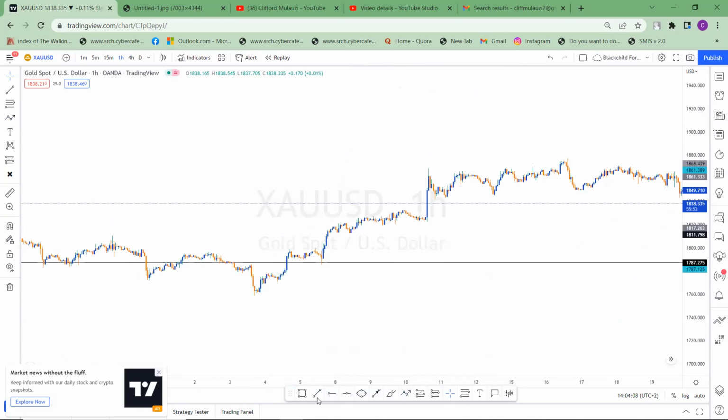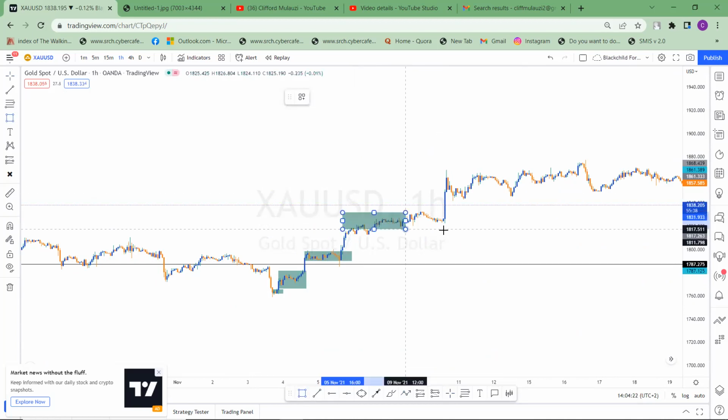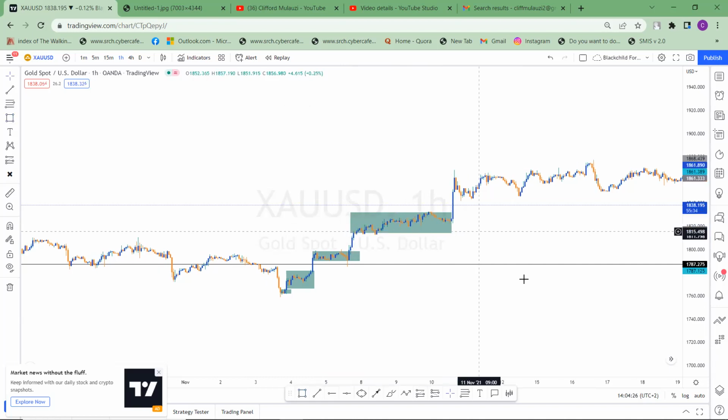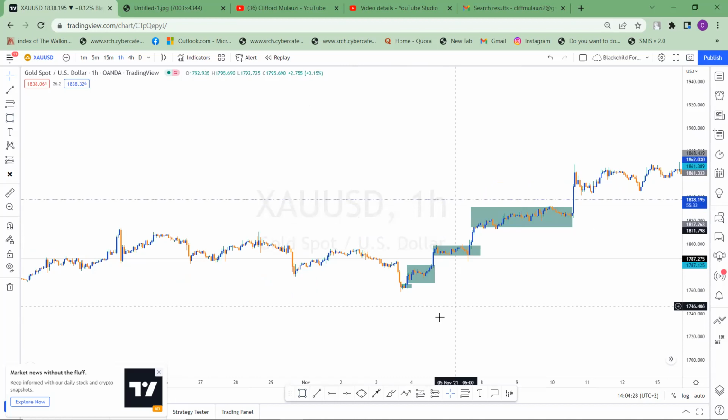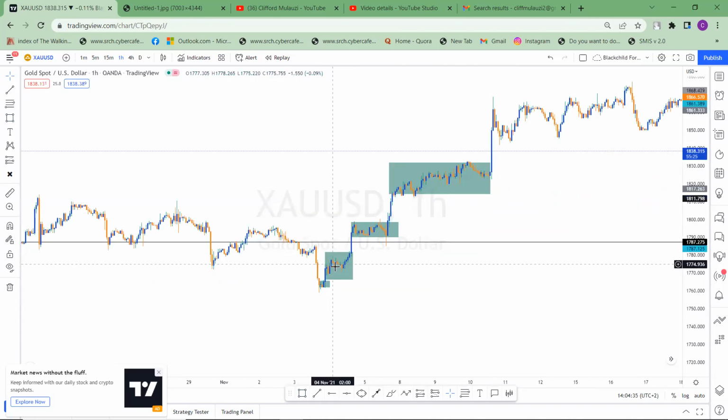You can see the first correction is just down here. The second correction is just here. The third correction is just here. These corrections are actually what drives the market. Sometimes they're also called liquidation. Price comes here, spending some time. That place is called a point of liquidation, where price is coming to accumulate.